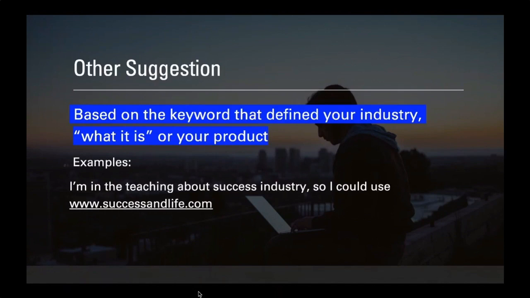I'm in the teaching about success industry, so I could use successandlife.com, which is my domain name. So when you hear successandlife.com, you know what it means, right? As in, you know that this is not a website about gardening. This is not a website about cooking. You know that because it doesn't have the word cooking, it doesn't have the word gardening, it doesn't have any of those keywords that refer to that niche.